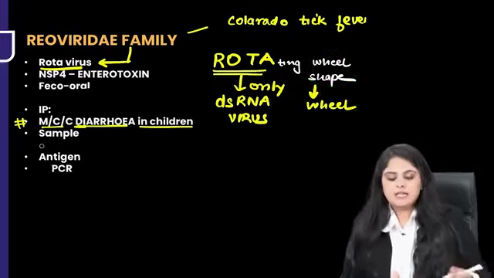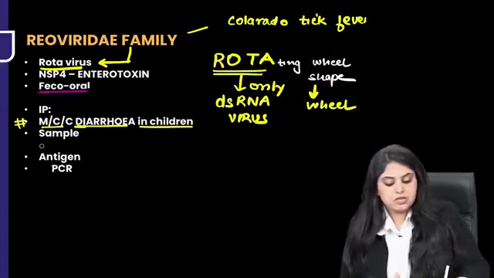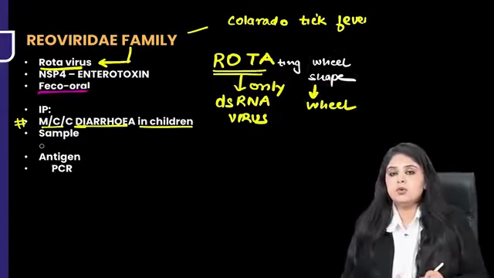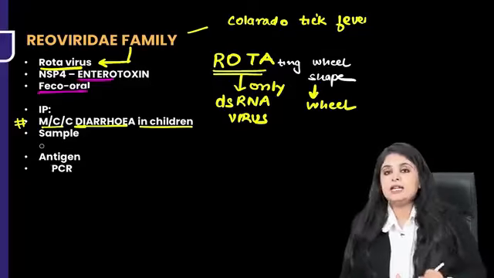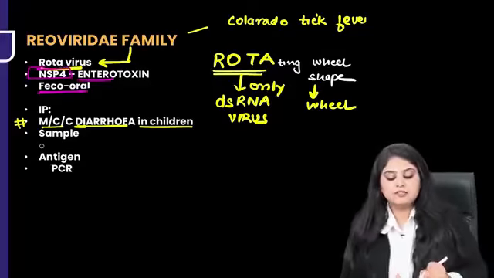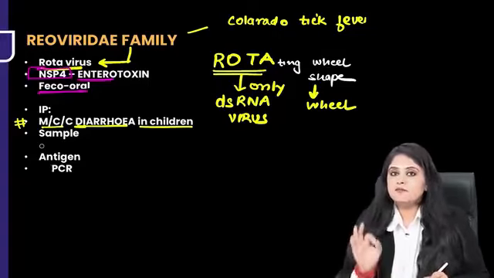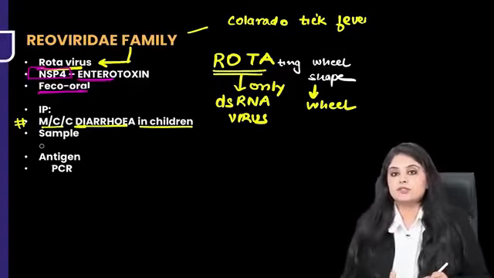Now, someone's having diarrhea. How do you think there's going to be transmission? The transmission is going to be feco-oral. And what do you think is going to be the toxin? Something to do with the intestine, enterotoxin. The name of that toxin is NSP4. So NSP4 is an enterotoxin, and that causes this disease.